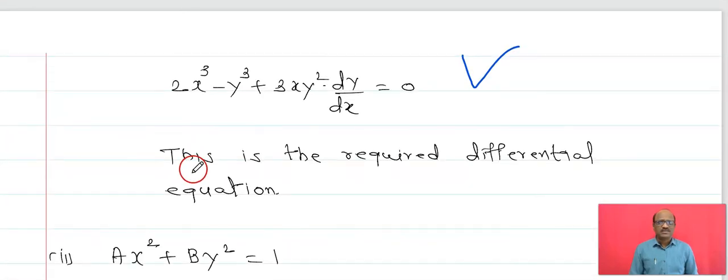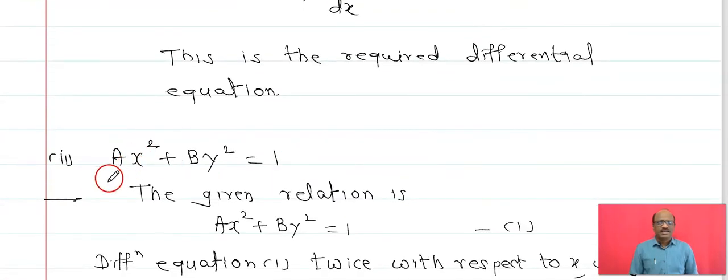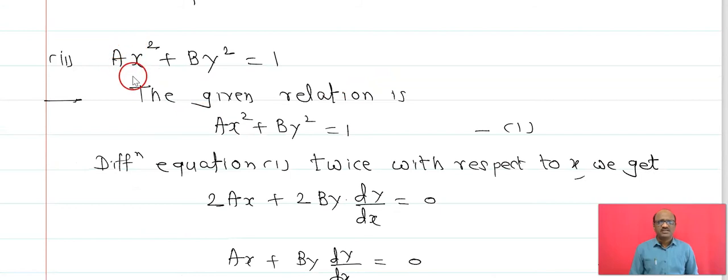Now the next is ax square plus by square equals 1. In this equation there are two arbitrary constants, capital A and capital B. Therefore whatever that differential equation, it must have order 2. The given relation is ax square plus by square equals 1. This is equation number 1.